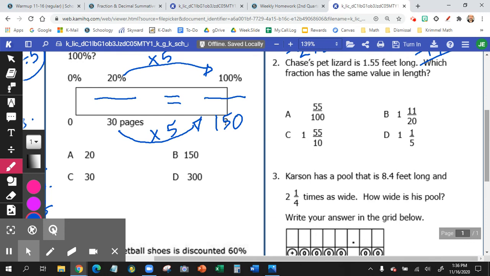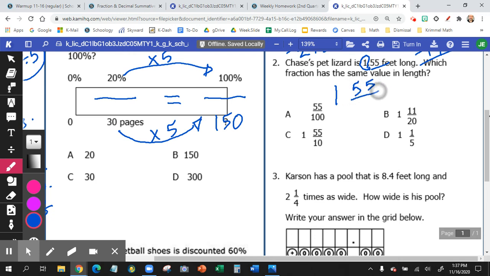So Chase's pet lizard is 1.55 feet long. Which fraction has the same value? So 1 as a whole number in a decimal is 1 as a whole number in a fraction. That doesn't change. So we put the decimal value over the place value. So it's 55, and then there's 2 place values over 100, 55 hundredths.